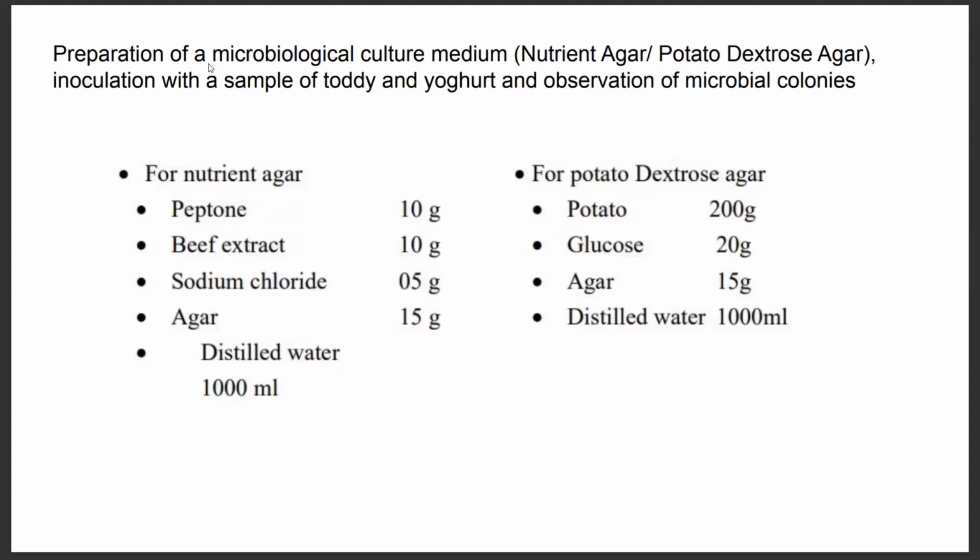Now, preparation of a microbiological culture medium. Nutrient agar, potato dextrose agar, inoculation with a sample of toddy and yogurt and observation of microbial colonies, right? This is practical number 36. Now we are going to make culture media. We are going to prepare two culture media: one is nutrient agar and the other one is potato dextrose agar.